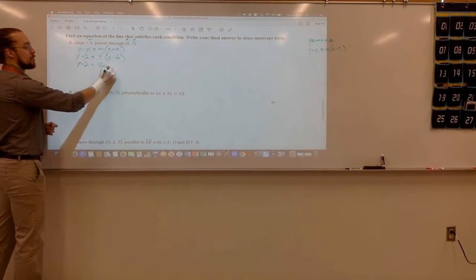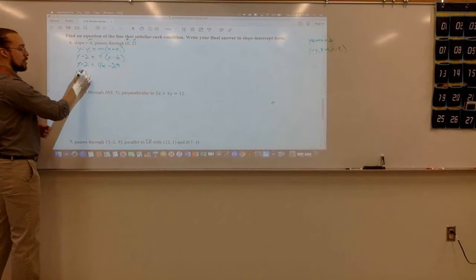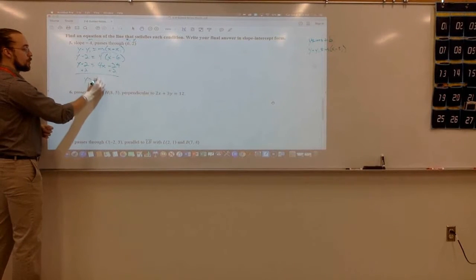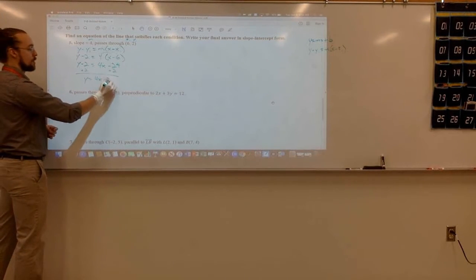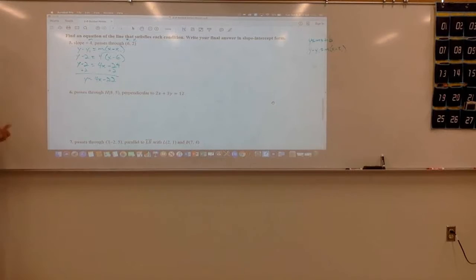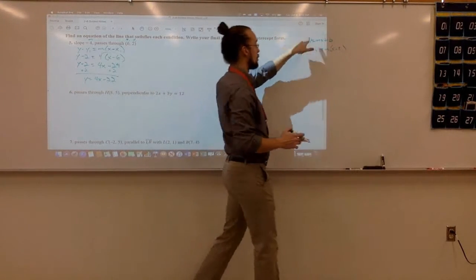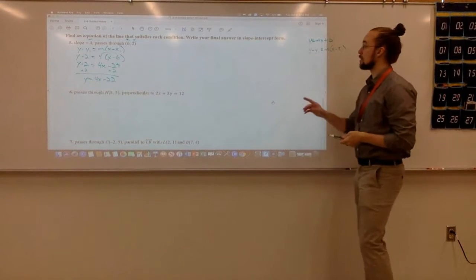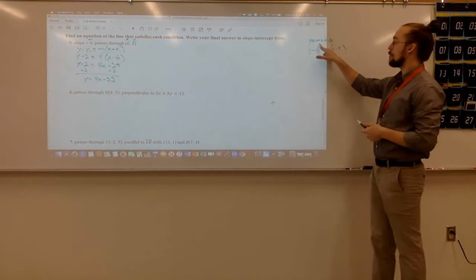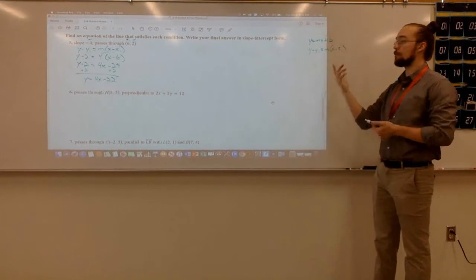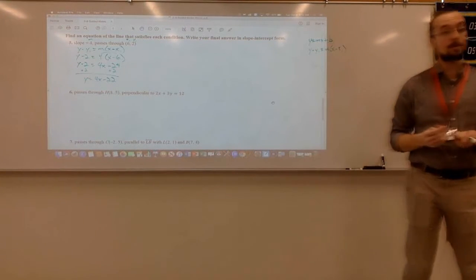So 4x minus 24, add the 2 over, and we end up with y equals 4x minus 22. Now we could have done that using slope-intercept form as well. We could have plugged our m value in, our y value, and our x value, and then solved for b. We could have done it that way as well.